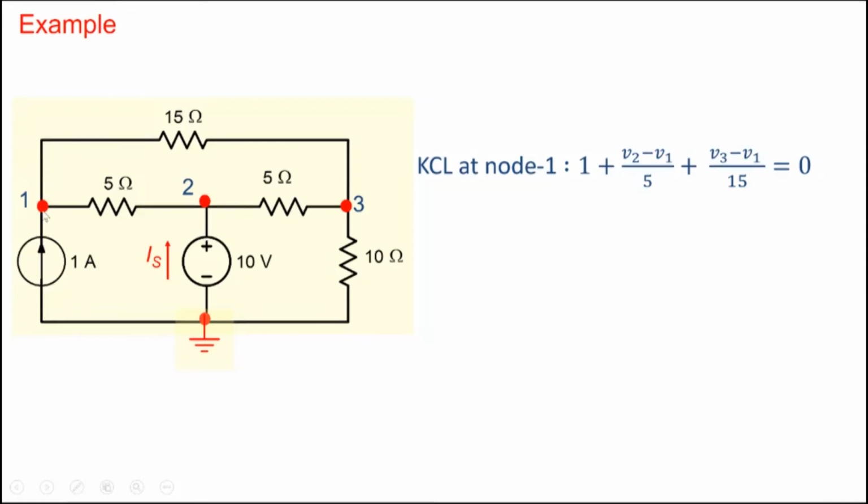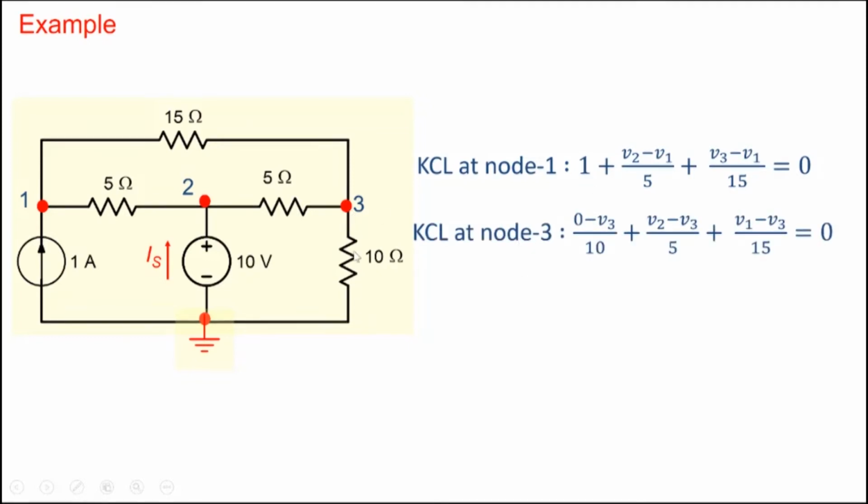So there's 1 ampere entering from here. Then there is (V2 minus V1) by 5 entering from the left here. And then from the top, there's a current (V3 minus V1) by 15, equal to 0 here. So that's KCL at node 1. We can write KCL at node 3 here.